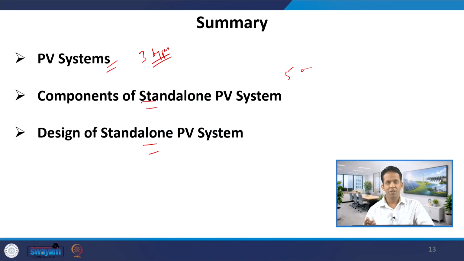Then we looked at one numerical to explain how we can design a real world solar PV system for a small house. So, with that, let's close the lecture today. Thank you.